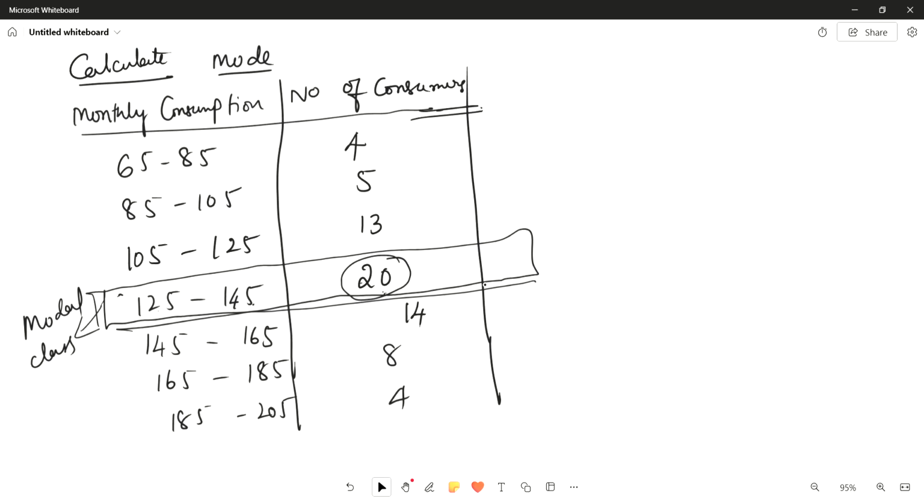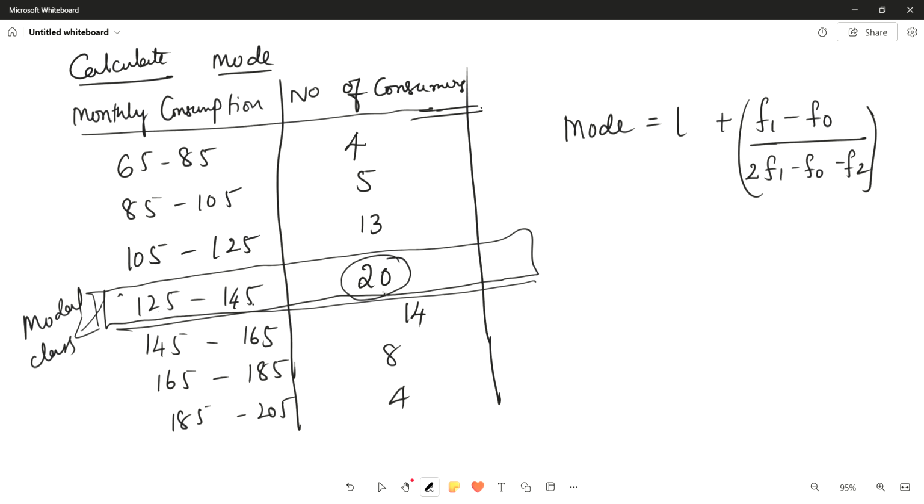Now to calculate the mode, write the formula. Mode is equal to L plus (F1 minus F0) by (2 times F1 minus F0 minus F2) into H. This is the formula to calculate the mode of a frequency distribution table.